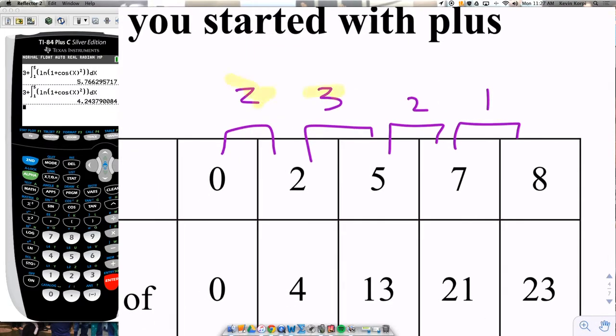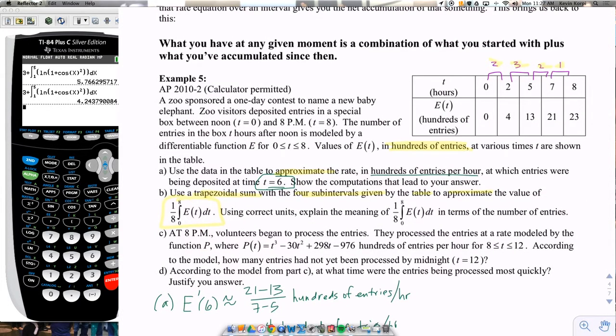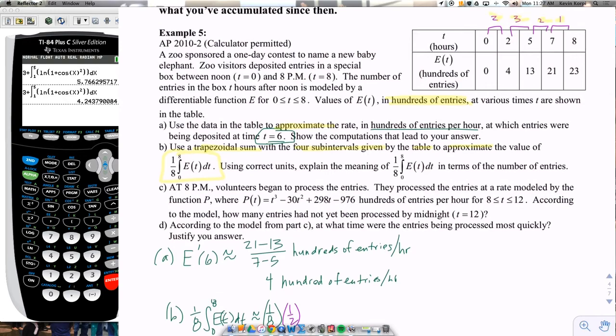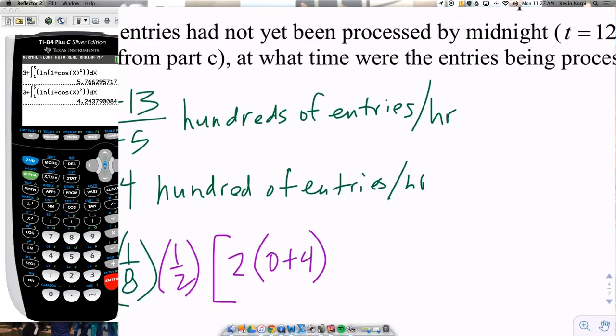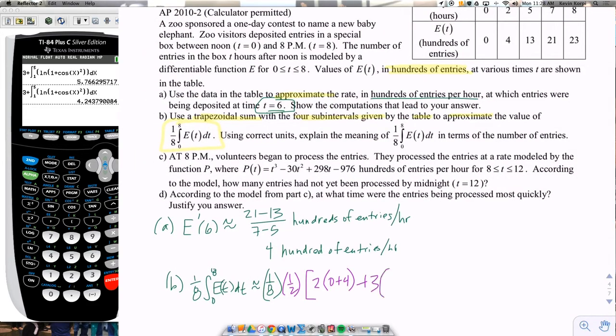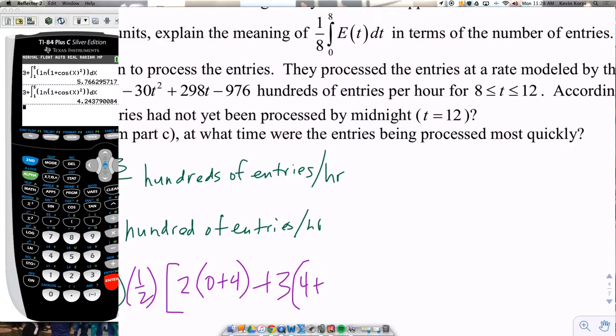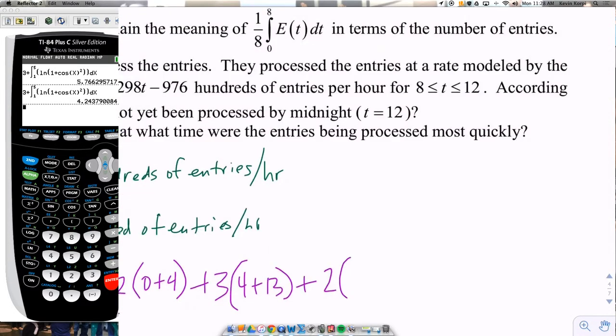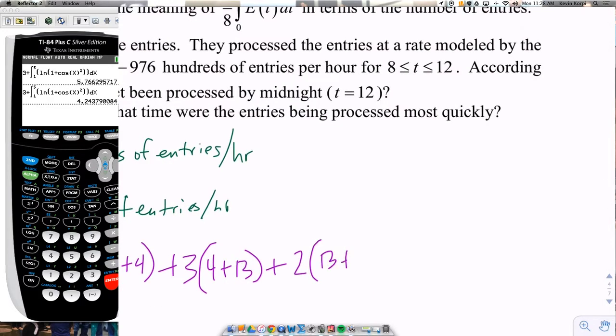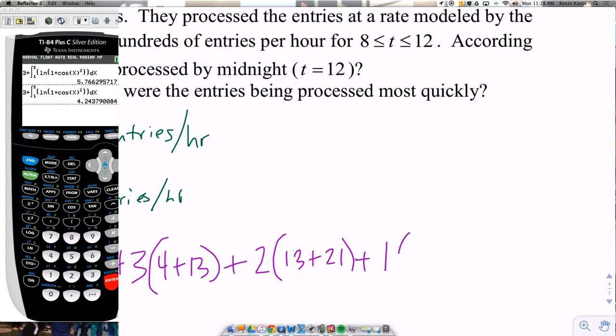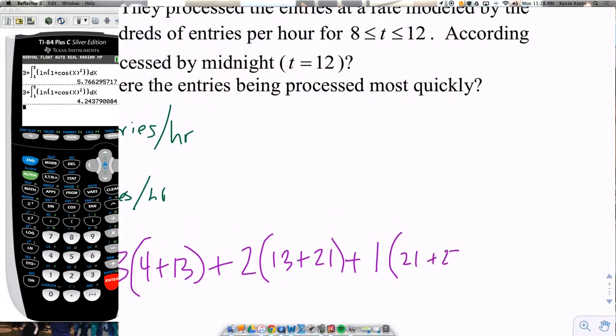How many delta x's did we compute? 4. How many intervals did they tell us to use? 4. That should always match up, unless they say to do like a midpoint and they're going to have to skip. So we cannot factor out the delta x. So we go straight to the rule, which is the width 2 times the sum of the two y values on either side, which is 0 plus 4. Plus the width 3 times the sum of the two y values, 4 plus 13, plus the next width, which is 2, times the sum of the two y values, which is 13 plus 21, plus the delta x is 1 times the sum of the last two y values, 21 plus 23. Close the parentheses, close the bracket.